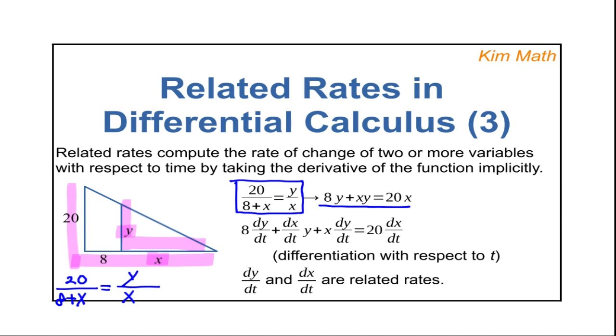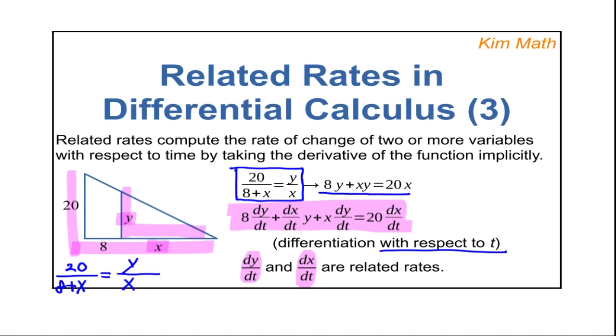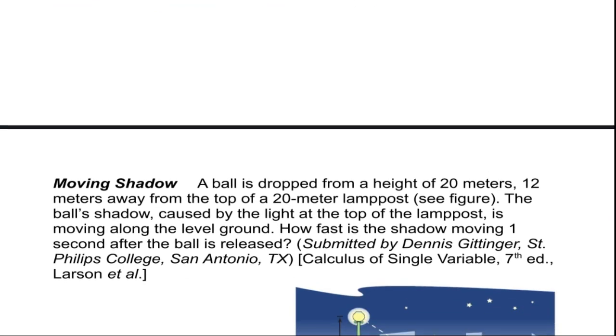And if you differentiate both sides with respect to time, you have this type of equation. Now here, dy/dt and dx/dt are related rates. For example, if the velocity or speed of y was given, then we can find the speed of x. Now we have some examples.